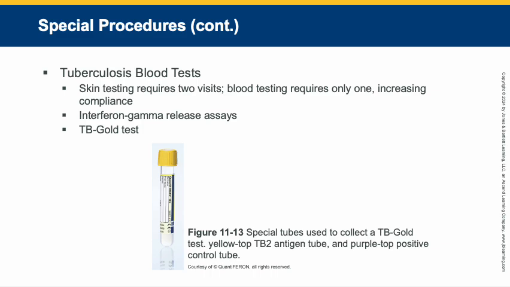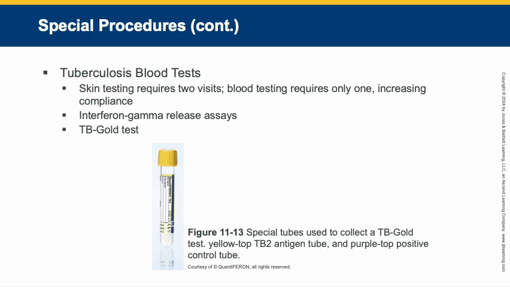Okay, tuberculosis blood test. This is your skin test that requires 2 visits where they do the little bubble in the skin under your right there on your inner arm. And if this is the case, this requires 2 visits. They will do one, and then approximately 2 weeks later, they will do another test. But if this is not good enough, you can also do blood testing, and that only requires 1 tube. And this also increases compliance.